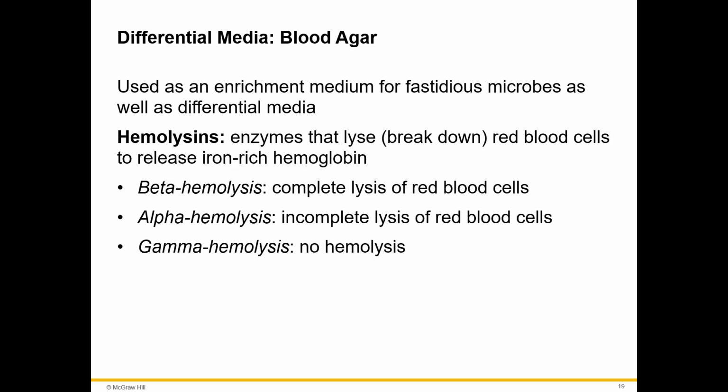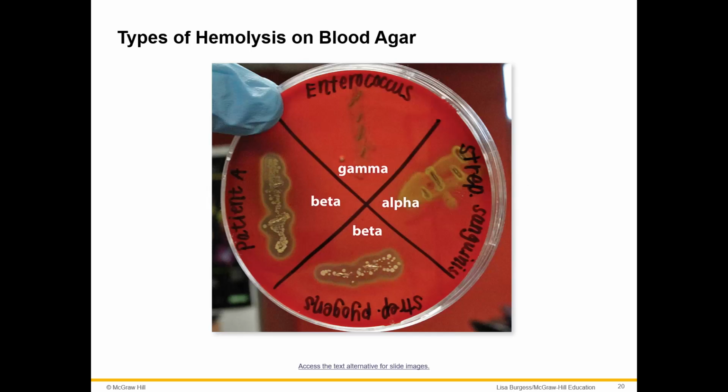Alpha hemolysis is incomplete lysis of the red blood cells. Certain species produce enzymes that partially lyse red blood cells. And gamma hemolysis is no hemolysis. That means the microorganisms do not produce the enzymes to break apart red blood cells. An example of a beta hemolytic bacterium would be Staphylococcus aureus. An example of an alpha hemolytic bacterium would be Streptococcus pneumoniae. And an example of a gamma hemolytic bacterium would be Staphylococcus epidermidis. So different species have this ability to either digest or not digest red blood cells in the media.